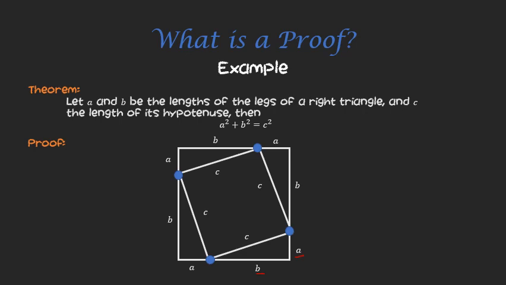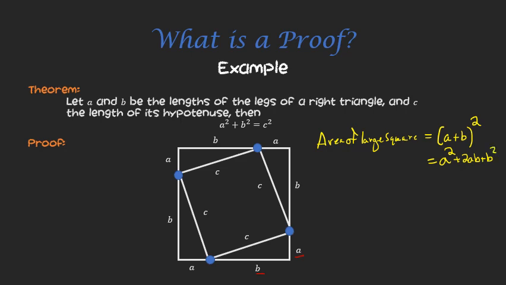What I'll do now is compute the area of the large square in two different ways. So the first way, well, it's a square, so the area of the large square should be the length of its side squared. The length of the side of the square is a plus b. So the area of the large square is (a plus b) squared. And I'm going to go ahead and expand that out because we're going to need it later. So (a plus b) squared is a squared plus 2ab plus b squared.